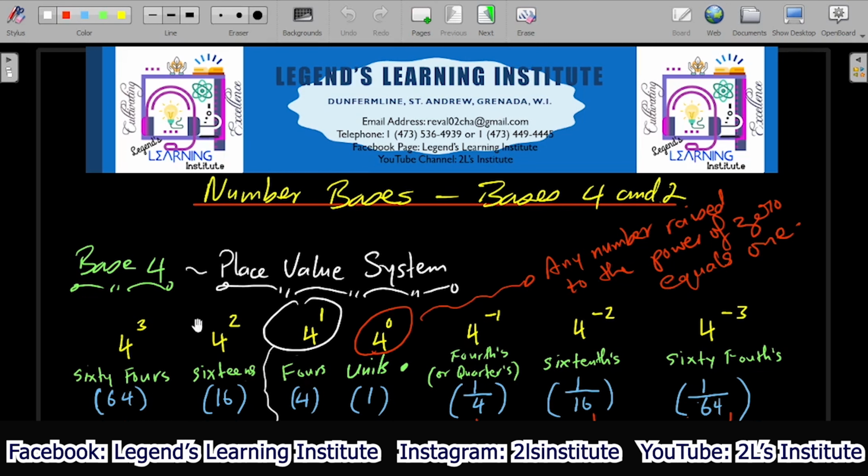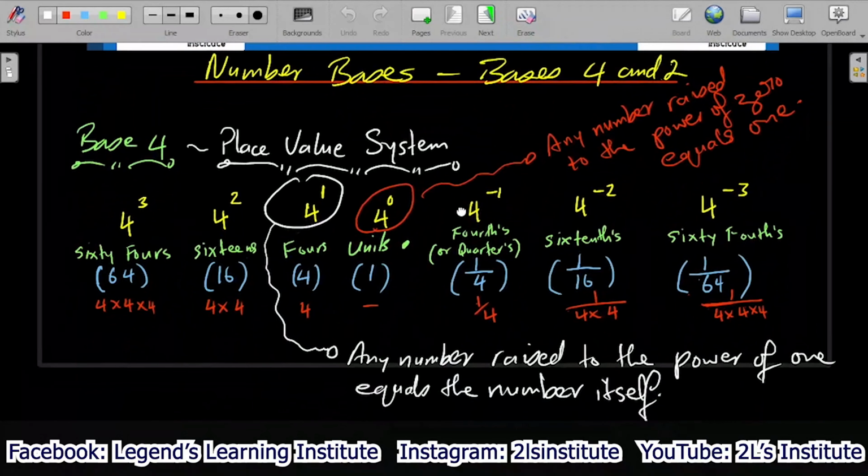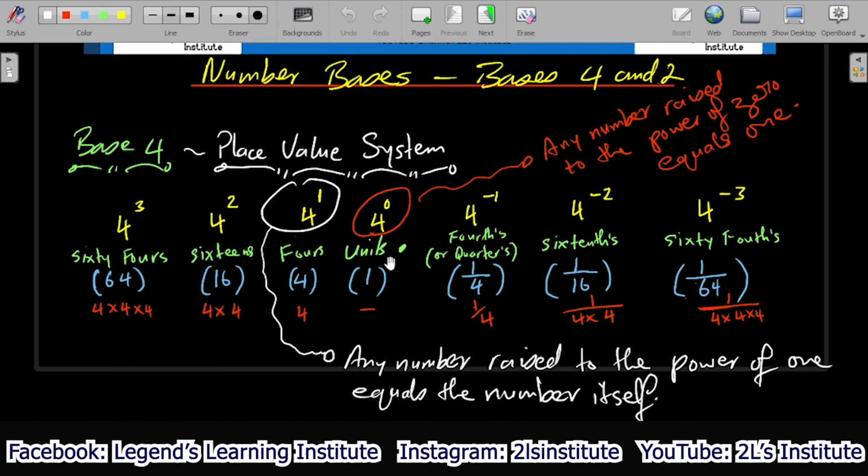Today we are looking at number bases, and we're specifically looking at the base 4 and the base 2 number systems. In the place value system for base 4, to the left of the decimal point, we have the units place, 4 to the power of 0, and the fours place, 4 to the power of 1, which is the same as 4. Then we have the 16s place, which is 4 to the power of 2 or 4 squared, 4 times 4, 16. And then we have the 64s place, which is 4 to the power of 3, 4 times 4 times 4, 64.